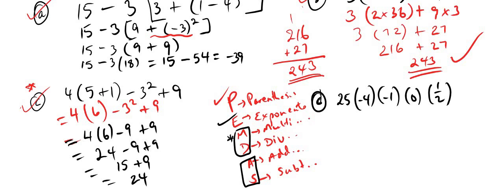So for D, what operation are we dealing with for all of them? Brackets and multiplication. So everything is multiplying, right? So this is literally 25 times negative 4 times negative 1 times 0 times a half. Is there anything there that can just give you the answer in just one go? Is there anything noteworthy?